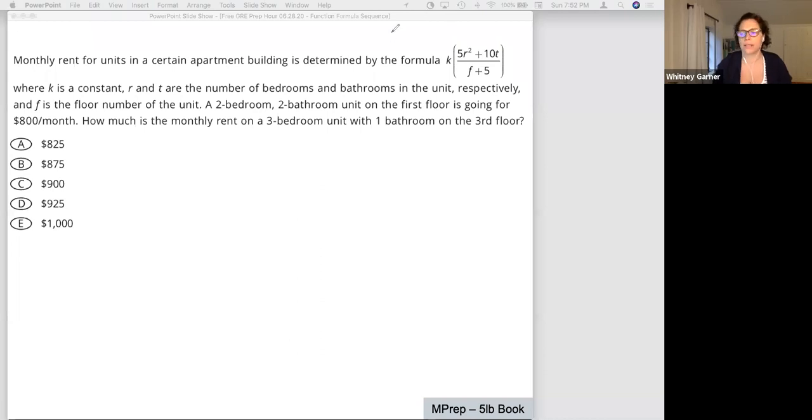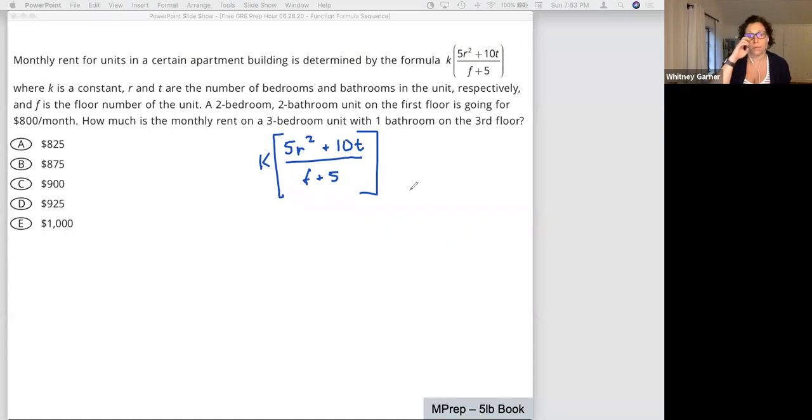Nice. So what I want is to get the formula on my paper. So monthly rent is this whole mess. So it's K times a bunch of stuff: 5R squared plus 10 times T divided by F plus 5. Okay, K is some constant number. R and T are the number of bedrooms and bathrooms. So R equals bedrooms. So I'm going to make a note to myself. R equals bedrooms. T equals bathrooms. F is the floor.